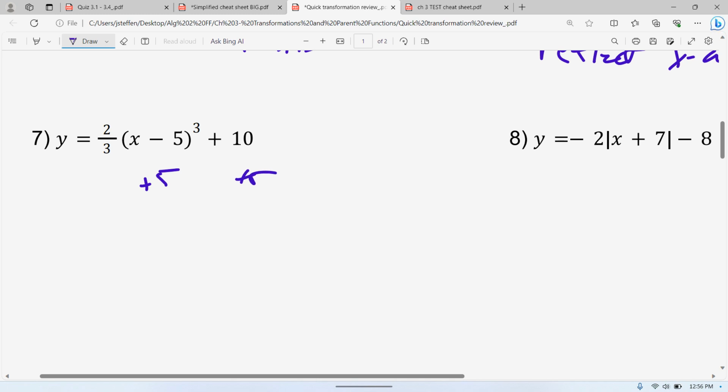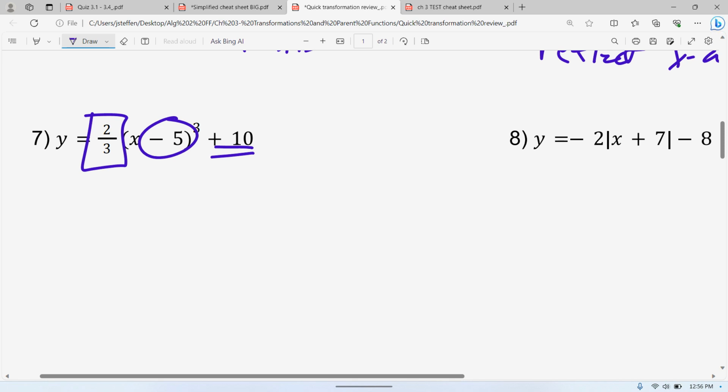It goes to the right 5, compression by 2/3, and you go up 10. So right 5, vertical compression by 2/3, and up 10. Make sure you know 2/3 is smaller than 1. That's why it's a compression.